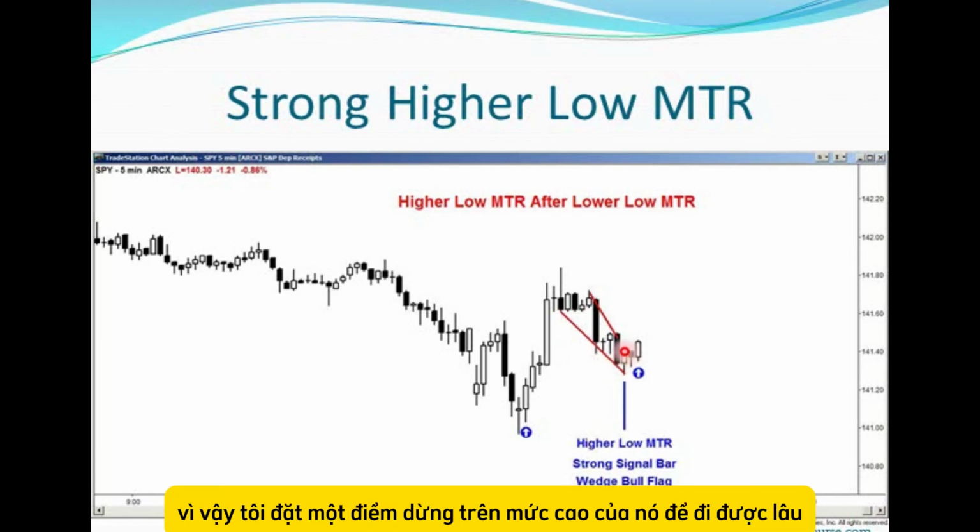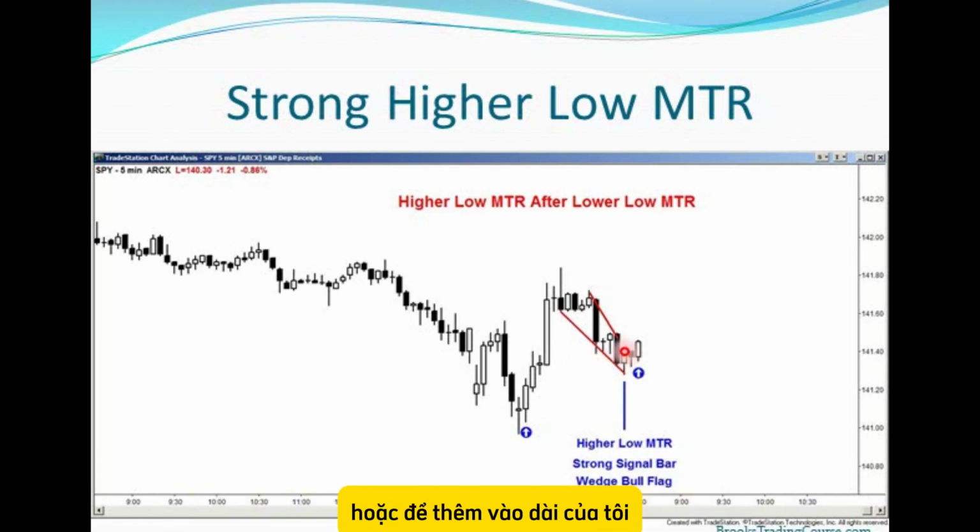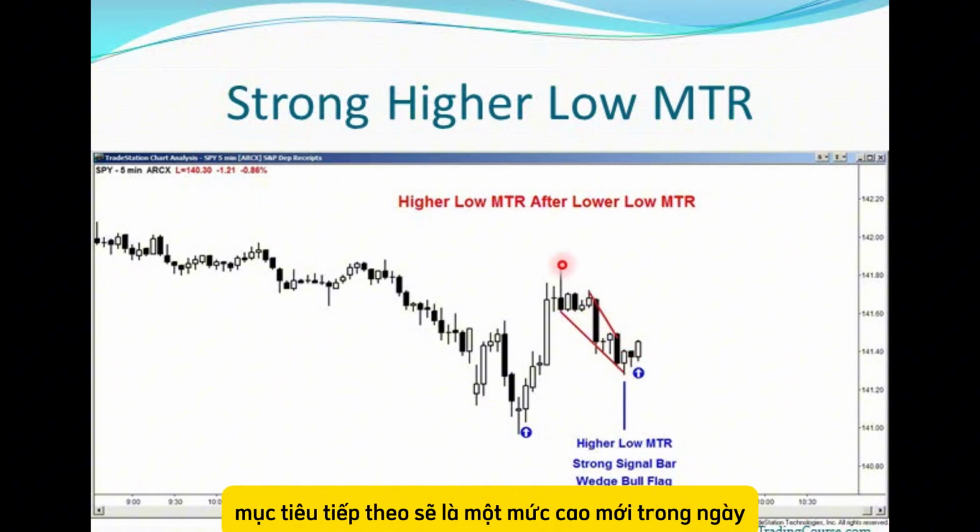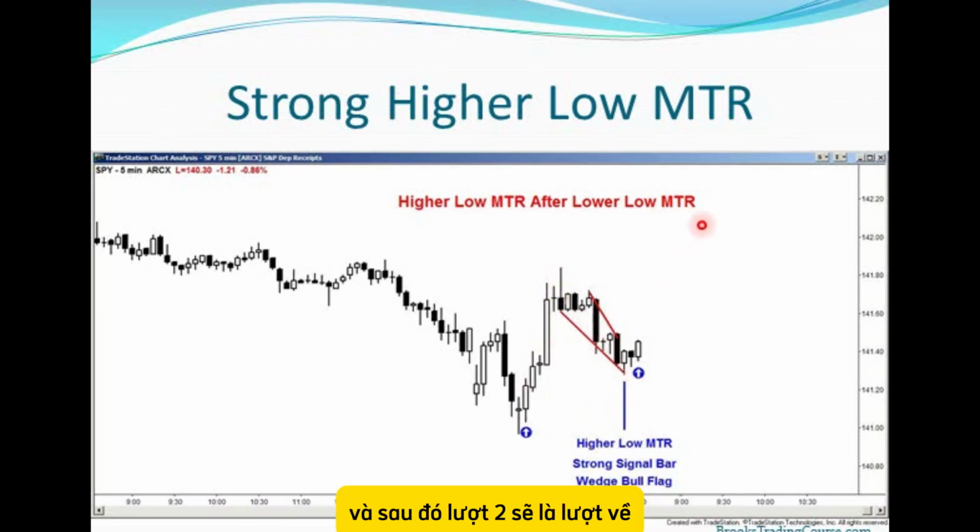So I place a buy stop above its high to get long, or to add to my long. I was not filled on this bar, but I would have been filled on this bar. And the new stop is below the low of that strong signal bar. First target would be the top of this channel down. Next target would be a new high of the day. And possibly a leg 1 equals leg 2 measured move up. Leg 1, the bull spike, and then a pullback, and then leg 2 would be a second leg up, about the same length as the first leg up.